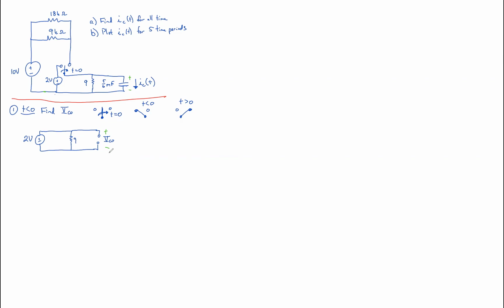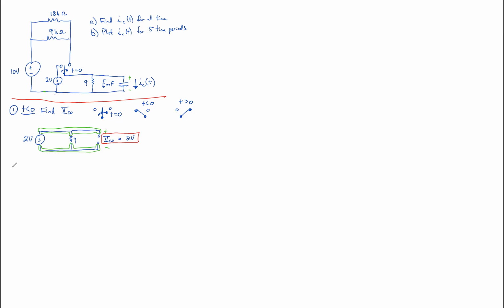And just by inspection, we see that the voltage source on the left guarantees that this node is 2 volts higher on the top than everywhere on the node on the bottom. And so by inspection, we have our VC naught being 2 volts. And that's the first step.